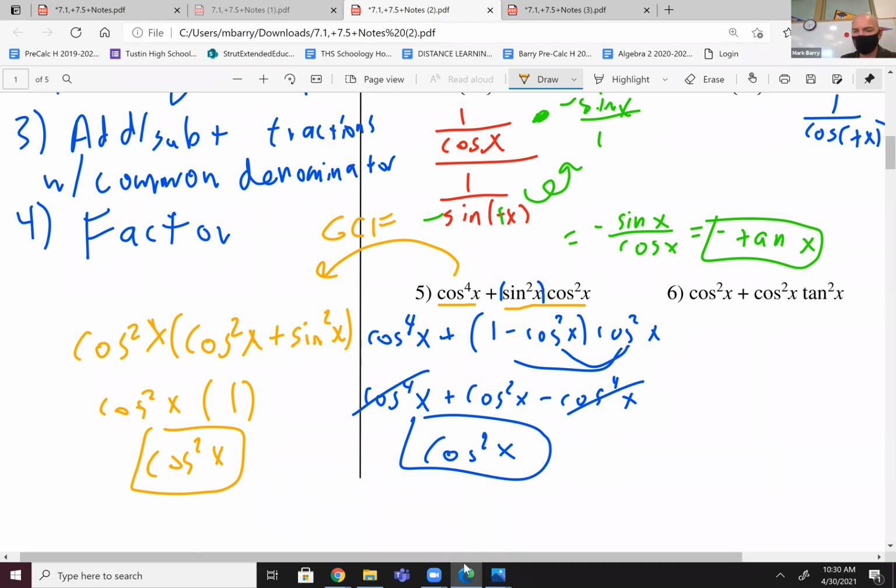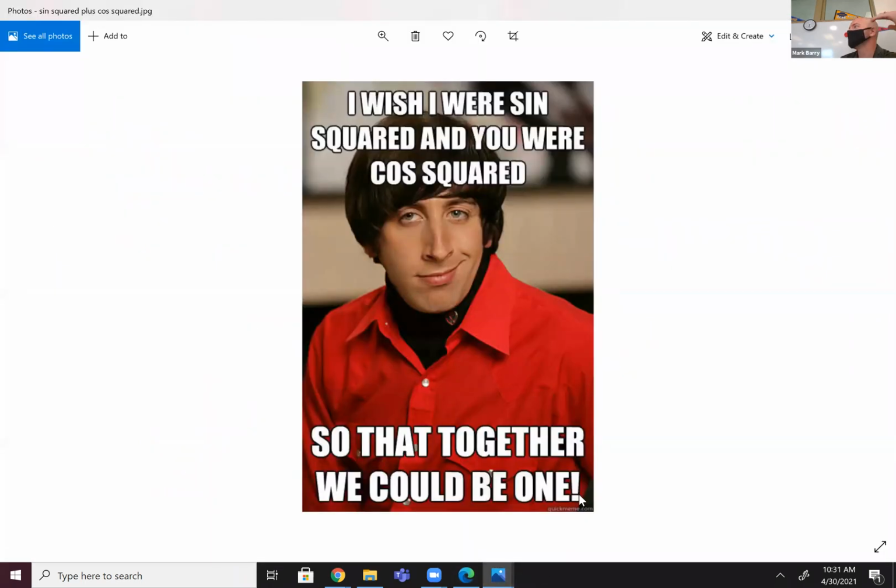So how about we look at another meme? Sounds like a good idea, right? So here's a good meme. All right, so creepy guy from Big Bang Theory says, I wish I were sine squared and you were cosine squared so that together we could be 1, all right? I guess that's kind of derivative of the phrase I told my wife, you're my sine squared plus cosine squared and only, but that's all right. This one I found on the internet. The other one I came up with on my own. So it's not the exact same joke, just related.